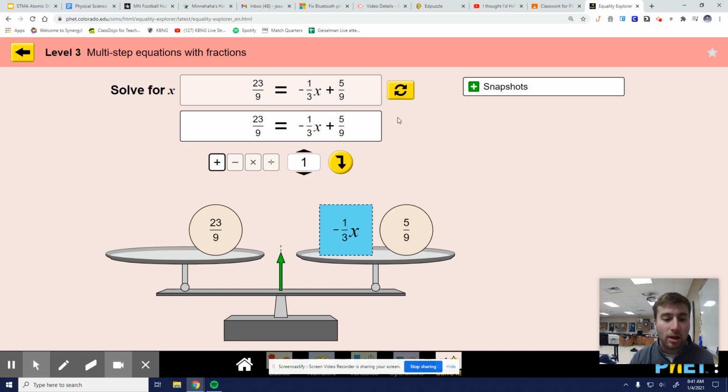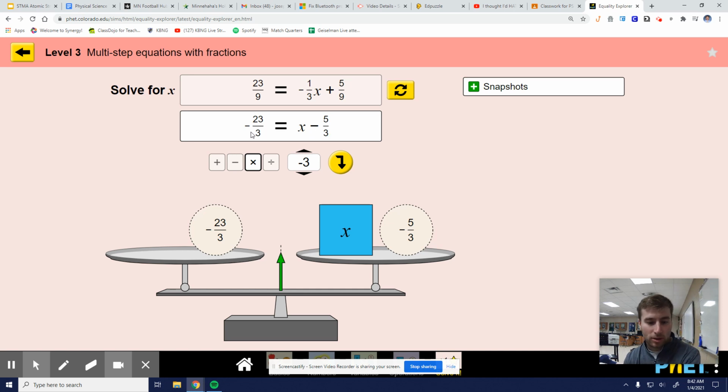This is what gets tricky. A lot of people have a tough time with the fractions. Well, I know that x is being multiplied by negative 1/3. Negative 1/3 being multiplied is really like being divided by 3. So I'm going to multiply both sides by negative 3. And now I'm left with x equals negative 5/3 equals negative 23 over 3.